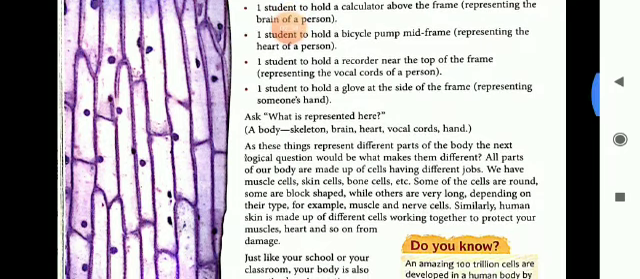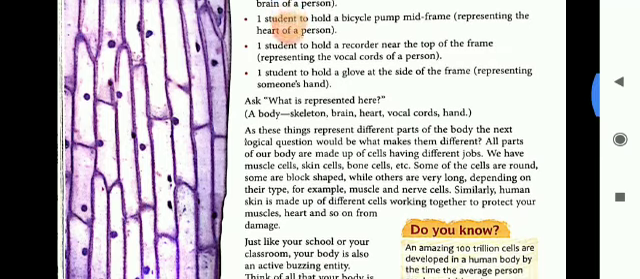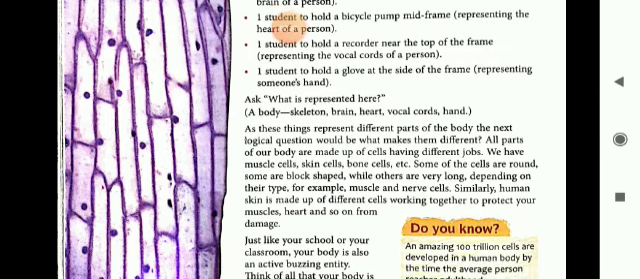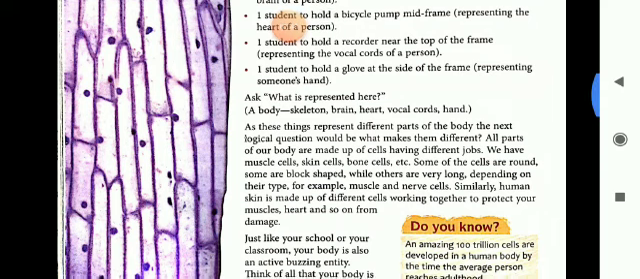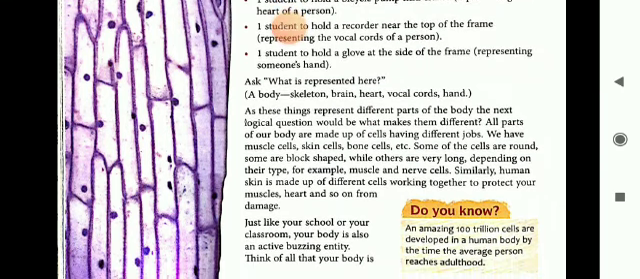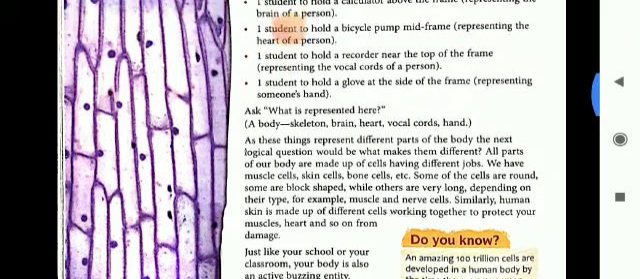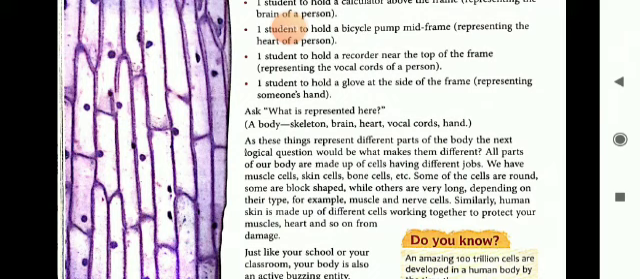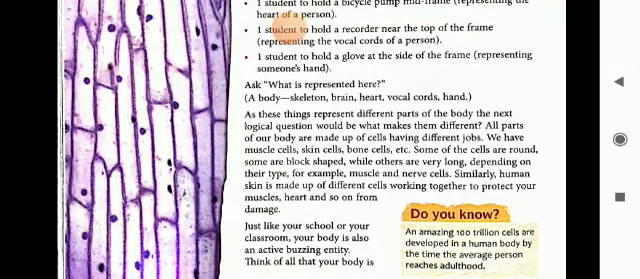It represents the vocal cords, which can produce a sound. And the last student holds a glove at the side of the frame, a glove which represents someone's hand. So by these 5 students, what is represented here? It is a body: a skeleton, brain, heart, vocal cords, and hand.